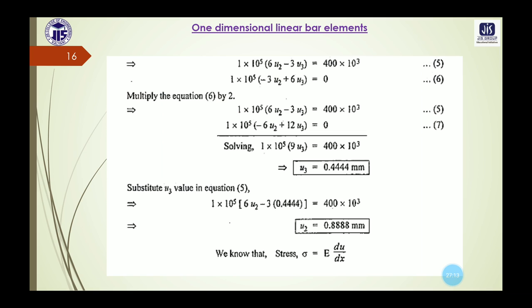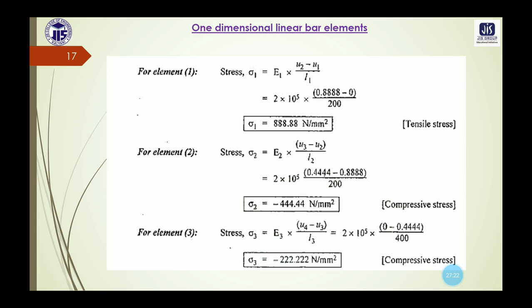Now we need to calculate the stresses for the three different elements. The formula of the stress is sigma equals E du/dx. For element 1, we can write the stress sigma 1 equals E1 into (U2 minus U1) divided by L1. If we put the value of Young's modulus, U2, U1, all these things are known to us, and L1 is also given in this numerical. So if we put all these values, we get the stress for element 1 as 888.88 Newton per millimeter square, which is a tensile stress.